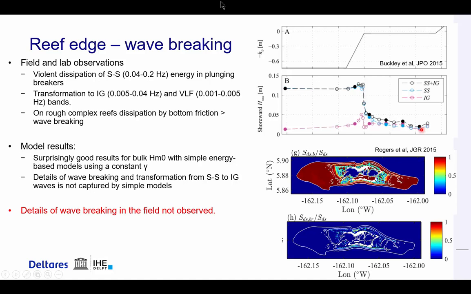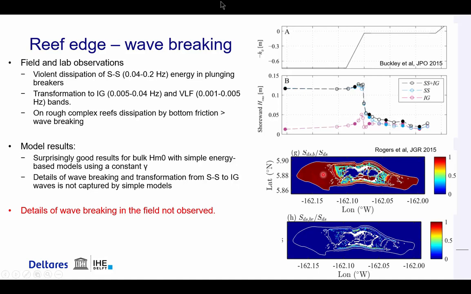This is when you're considering a smooth reef, but if you have a very rough reef, as was shown by Justin Rogers, bottom friction also plays an important part. It can be more effective in dissipating waves than wave breaking. And with models, we've been able to capture the integral processes, the bulk wave height, pretty well with simple wave energy based models using a constant gamma. Gamma is wave height over water depth.